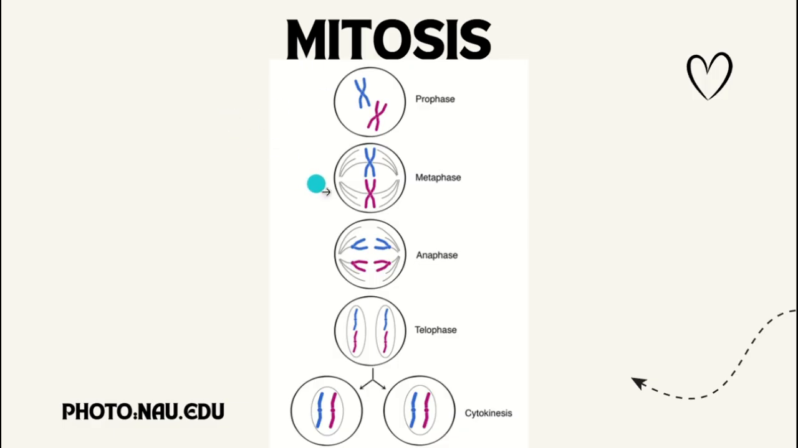So back to metaphase. In metaphase, we said before that we had centrosomes at the opposite ends of the cell. In this diagram I'm not sure, but it would be like a little circle ball.